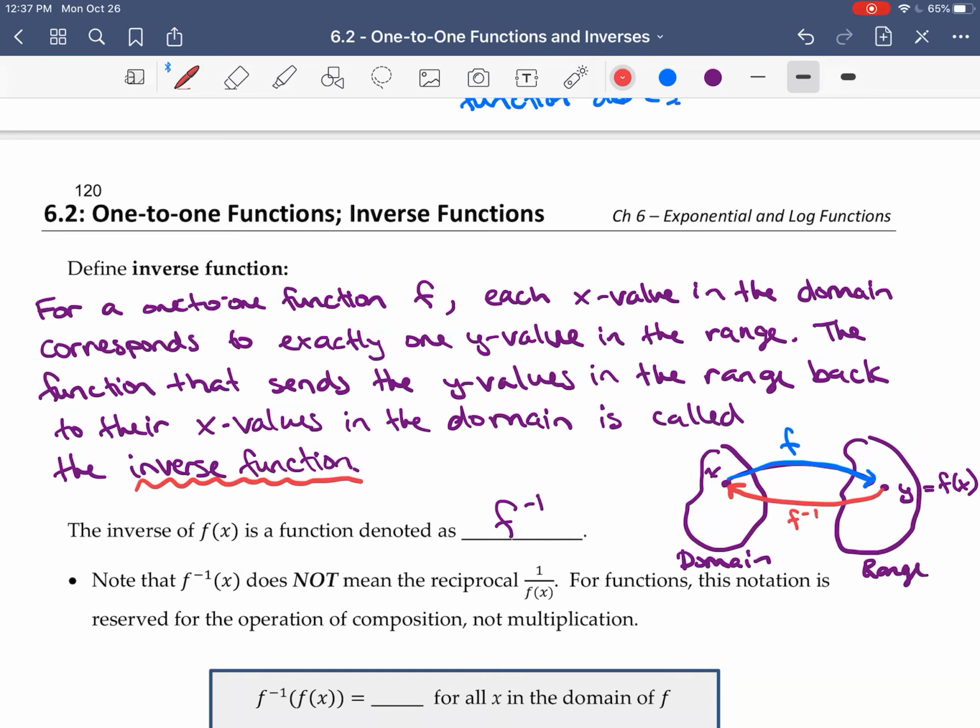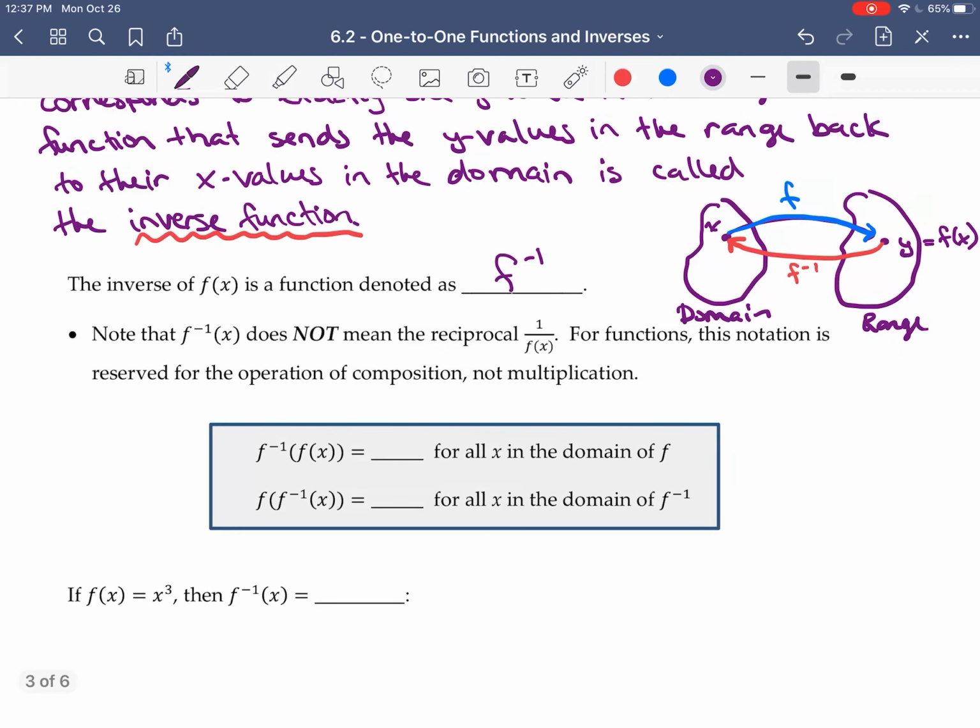Now the reason why you need it to be one-to-one is because then you know where to send it back. There's no ambiguity. There are not two different x values that go to the same y value. So the inverse knows exactly where to send it back to.